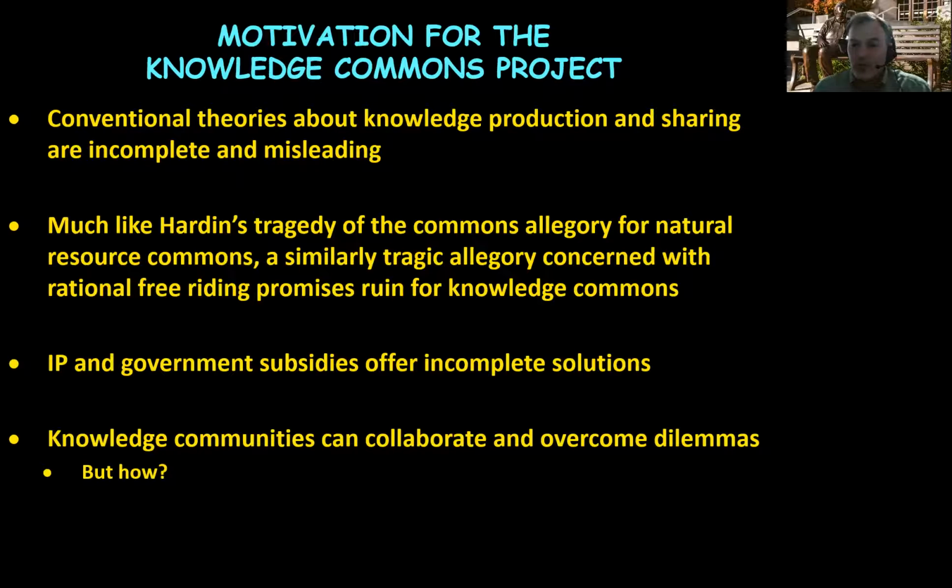For those of you who have already watched the webinars on the IAD framework or on the tragedy of the commons, some of this will sound familiar. Because much like Hardin's tragedy of the commons allegory, which for natural resources suggested that tragedy was inevitable unless you could avoid tragedy with one of two solutions, right? Either private property enabled markets or government can command and control regulation to take over.